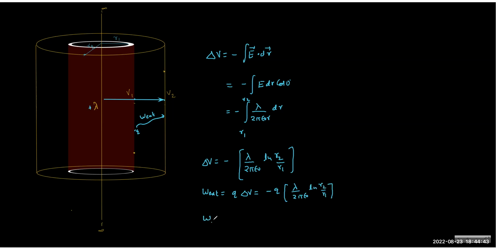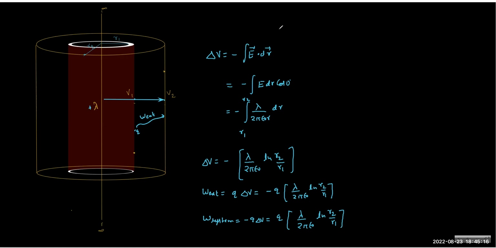If I ask you, what is the work done by system? That's the interesting answer. It's positive. So work done by system is, we know already, minus Q delta V, right? So that will give you a positive answer, which means the system is doing positive work. And as a result of this positive work, the system is actually imparting energy to the charge. And that's logical. If you release the charge from the inner surface, it will accelerate towards the outer surface because of the force.